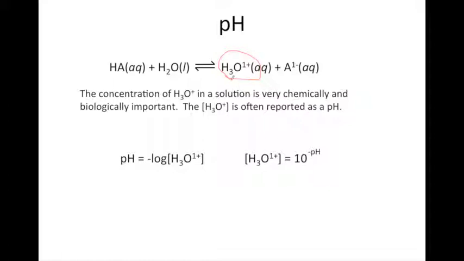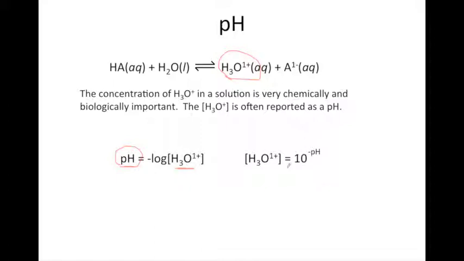And sometimes the hydronium ion concentration is expressed as what we call pH. If you have a hydronium ion concentration in your solution and take the negative log of that hydronium ion concentration, we call that the pH. So the pH can be calculated by taking the negative log of the hydronium ion concentration. So the pH is nothing special. It's just a different way of expressing a hydronium ion concentration.